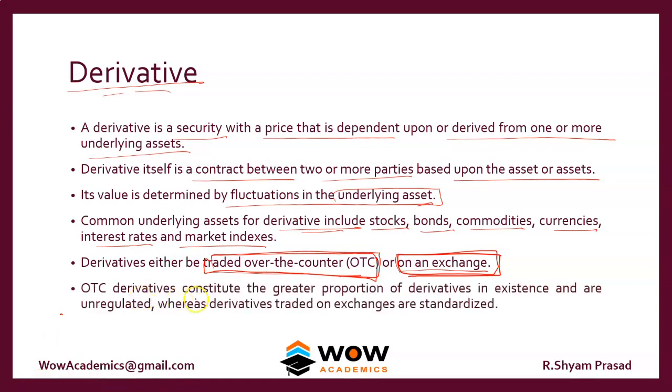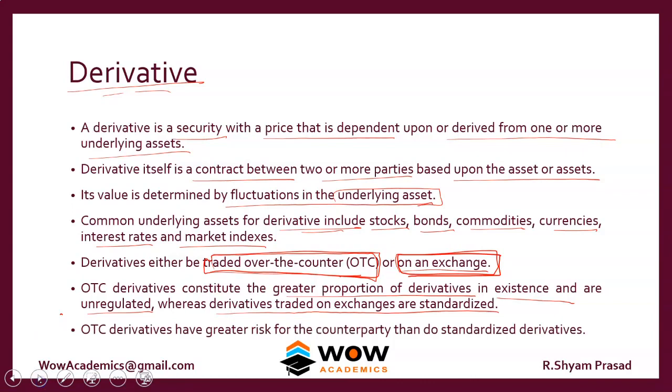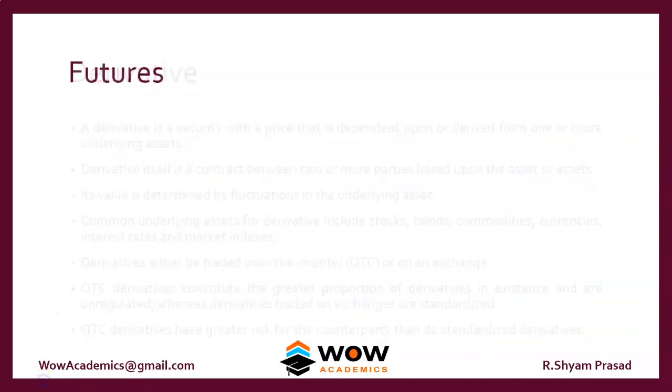OTC derivatives constitute the greater proportion of derivatives in existence and are unregulated, whereas derivatives traded on exchanges are standardized. So it is always better to go with exchange traded instruments. OTC derivatives have greater risk for the counterparty than do standardized derivatives. So OTC derivatives will always have counterparty risk, and standardized derivatives like exchange traded derivatives will not have counterparty risk.